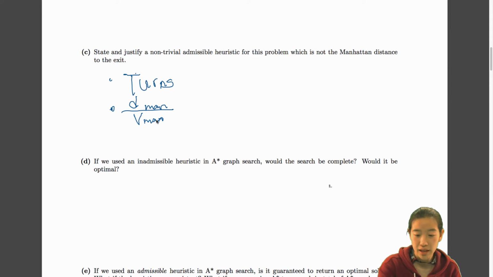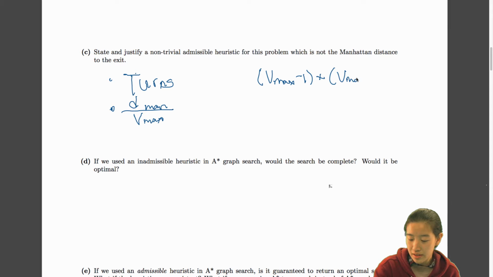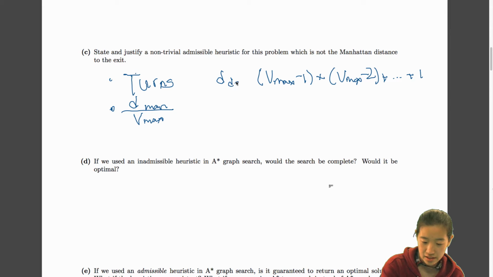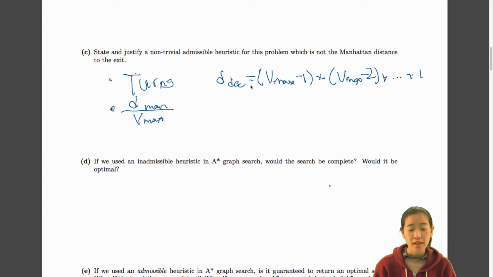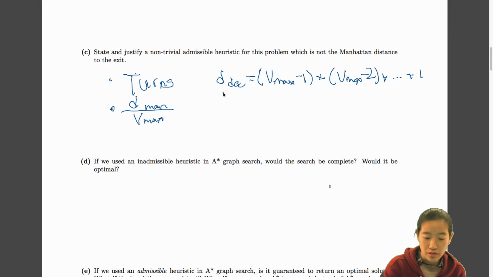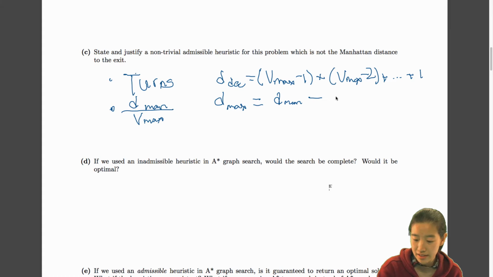How much distance is that? We will be at Vmax minus 1, plus Vmax minus 2, and so on, plus 1 distance away. I'm going to call this the deceleration distance. And then for the speed, we can assume that we're going to just go at max speed for the rest of the time. So how far do we do that? We go at max speed. I'm going to call this dmax. This is going to be the Manhattan distance minus the deceleration distance.